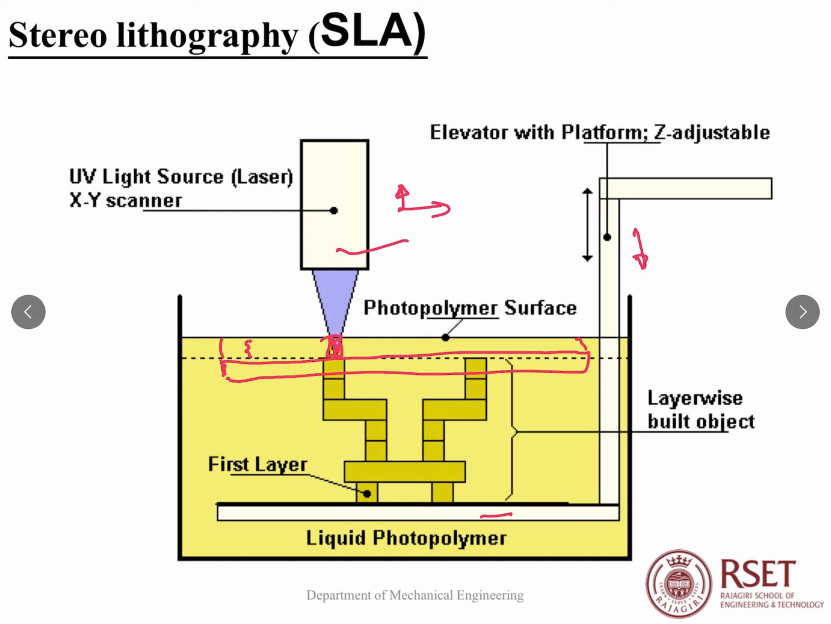Here we can see this will be the first layer. Then the platform moves downward to create the next layer. So layer by layer, the stereolithographic technique creates the prototype.